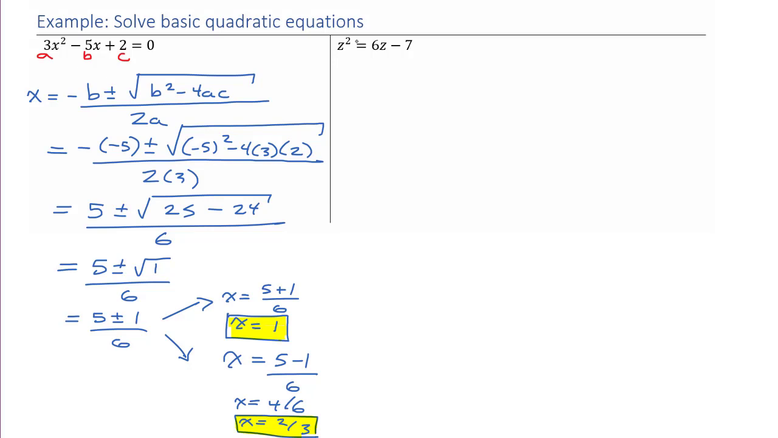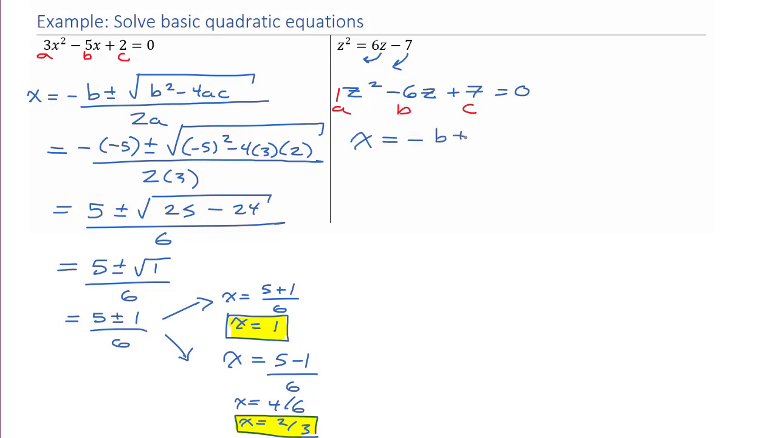All right, now this next one here. Problem with this is it's not in ax squared plus bx plus c form. We need to get all the terms on one side. So let's subtract 6z and add 7 to the other side. We're going to end up with z squared minus 6z plus 7 equals 0. All right, so a is an invisible 1 out front, b is -6, c is 7. And let's just substitute into our formula again.